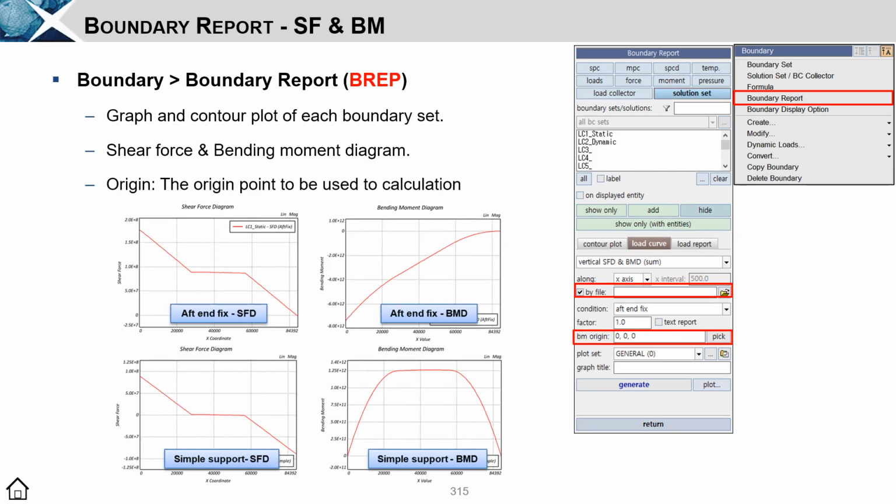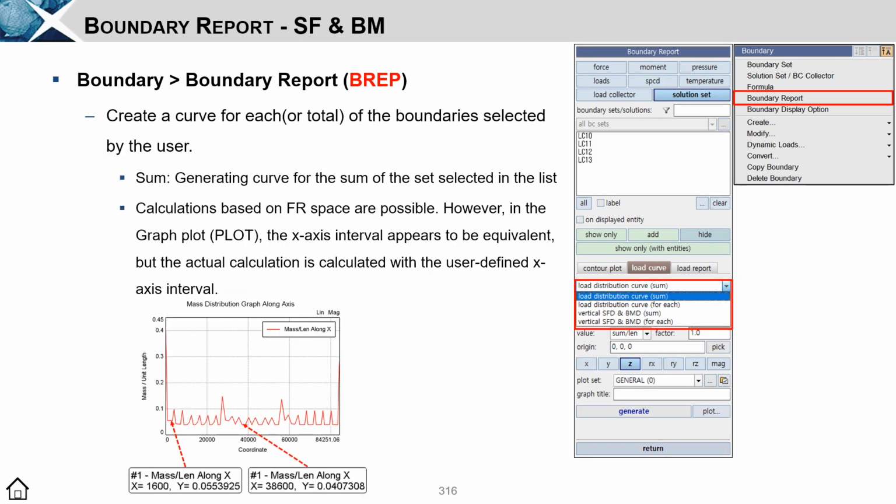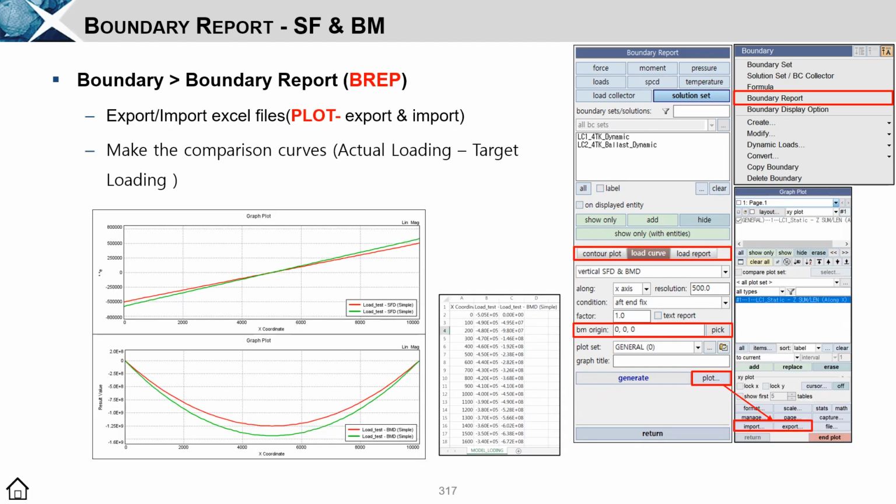Using the load curve function, you can create the contour plot and load curve of each load. The figure below shows an example of creating a shear force and bending moment diagram. You can create a load distribution curve for each load selected by the user, or you can create a load distribution curve that is all combined. You can extract and import generated load distribution curves with Excel. Using this file, you can compare model loading and target loading.